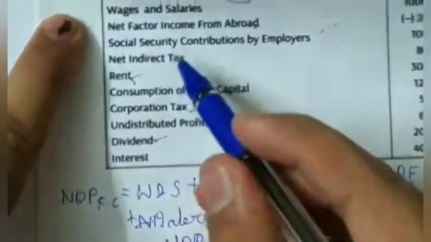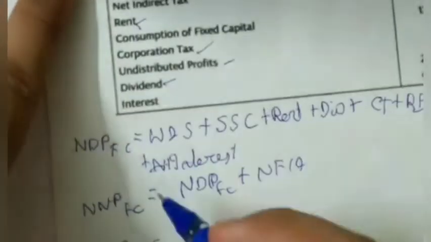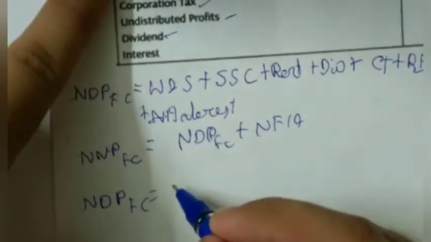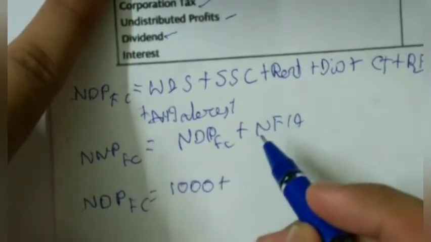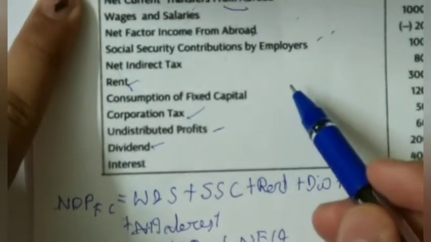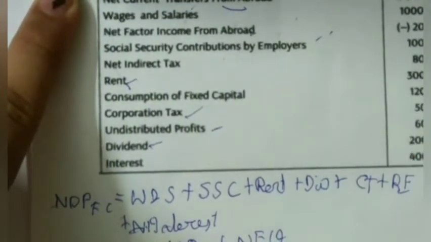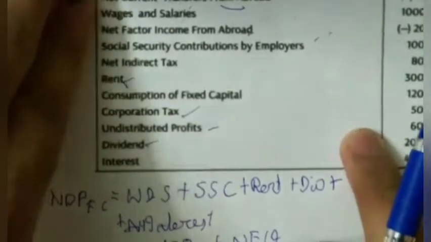Now NDPFC, first let us calculate that one. It will be equal to wages and salaries, first of all, 1000, plus social security contribution by employer, which is equal to 100.